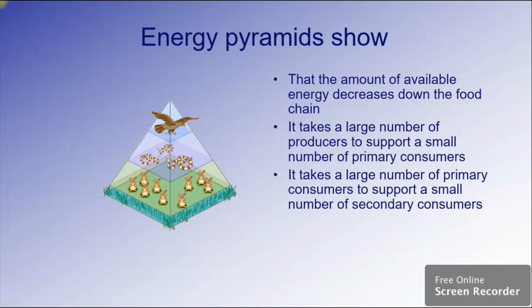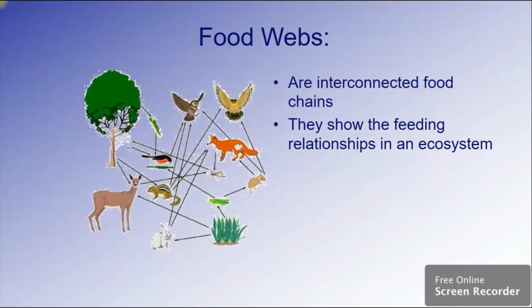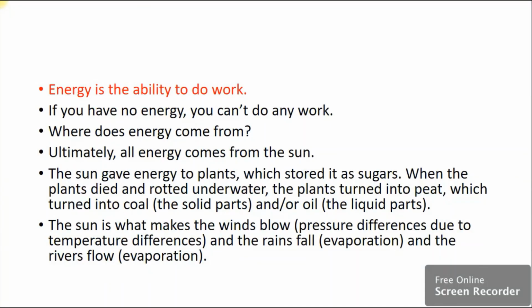Okay, is there anything else? There's the energy pyramid. There's grass. The bunnies eat the grass. The snakes eat the bunnies. The eagle eats the snake. And there's fewer as you go up, usually about 10 to 1. Another way to look at the energy pyramid: food webs. Ultimately, they're all connected. And that's that.